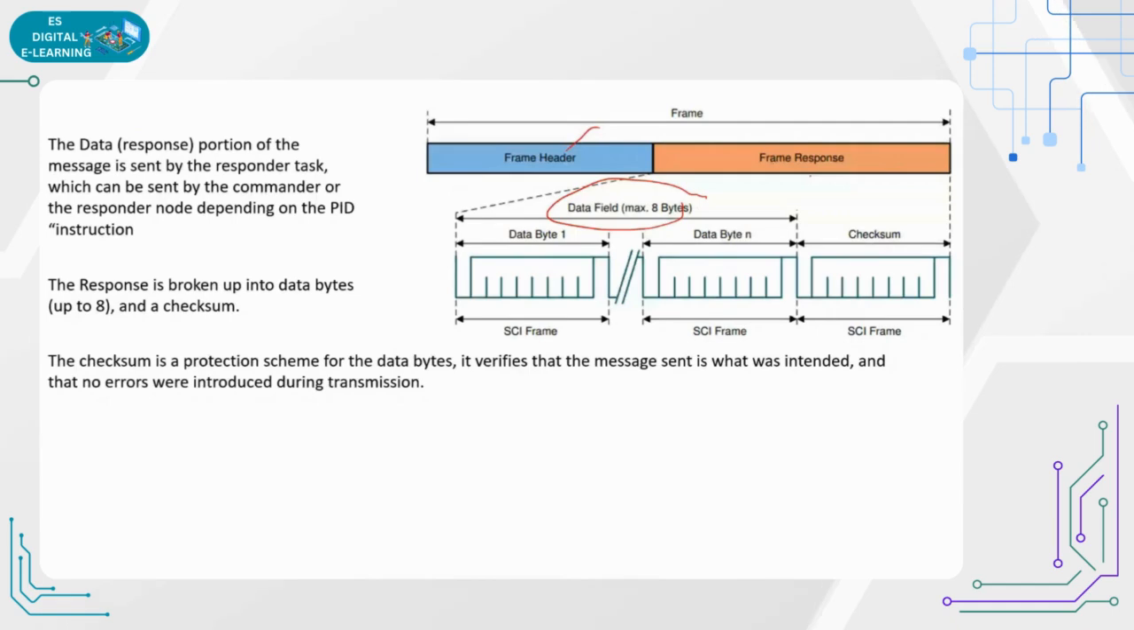In the response, we have 8 bytes. The maximum in the LIN protocol is that we can send 8 bytes of data. Those 8 bytes come under the response frame. The checksum will consider whether the data should be received or not.